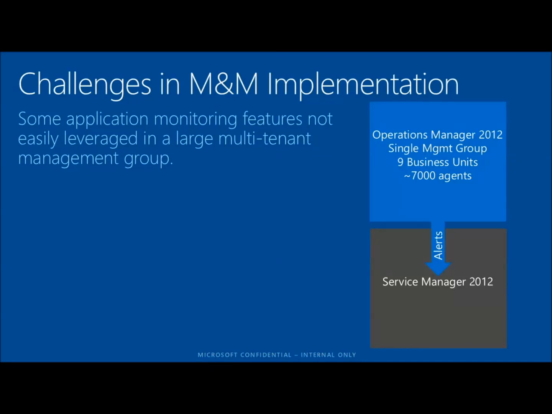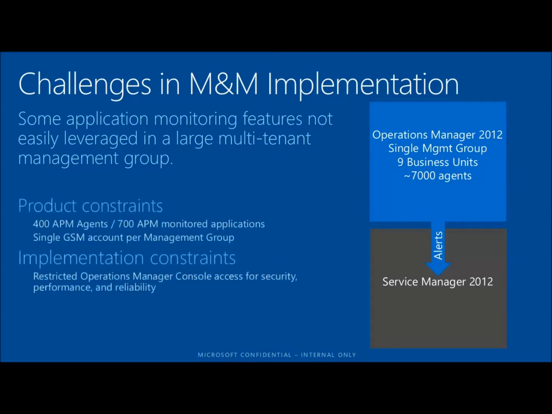There are quite a few engineers who would want that access, and we really didn't want that many fingers in the console creating issues that could potentially affect other customers. Above that, we had some product constraints we were bumping up against. You can only have 400 agents enabled for APM reporting back to a management group, and a total of 700 applications being monitored by those agents. With Microsoft.com, we blow that last number away immediately, so it didn't make sense to stay in just one large group anymore.